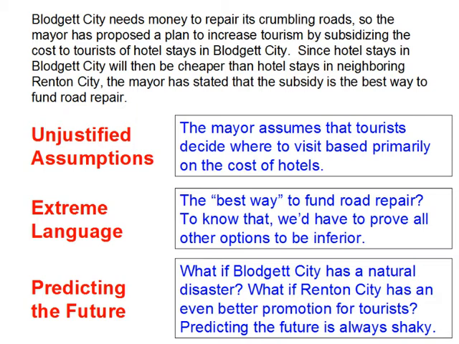So these three things then might form our body paragraphs. And we might spend a paragraph talking about the assumption, a paragraph talking about the extreme language, and another paragraph talking about the difficulty predicting the future. And our paragraphs don't have to be long-winded and winding roads. Three sentences, a minimum, is a paragraph. So if you can write 3, 4, or even 5 sentences about each of these issues, and then slap an introduction and a conclusion on it, you're good to go.